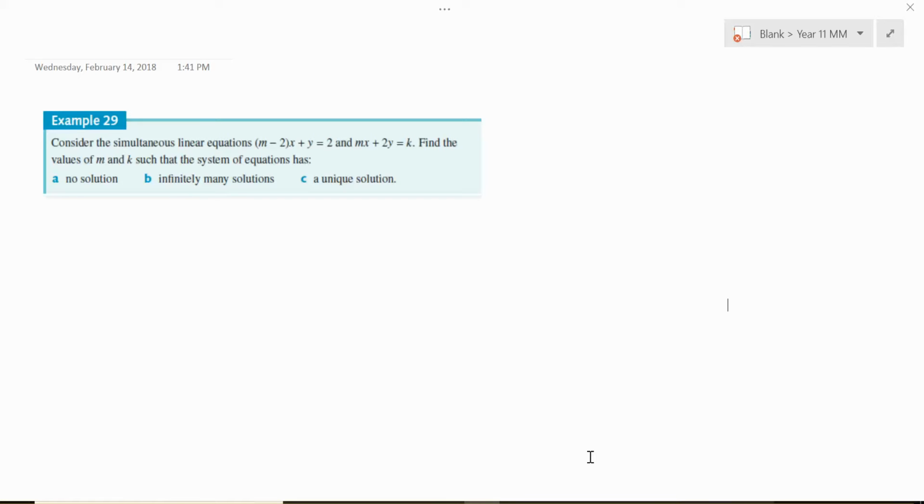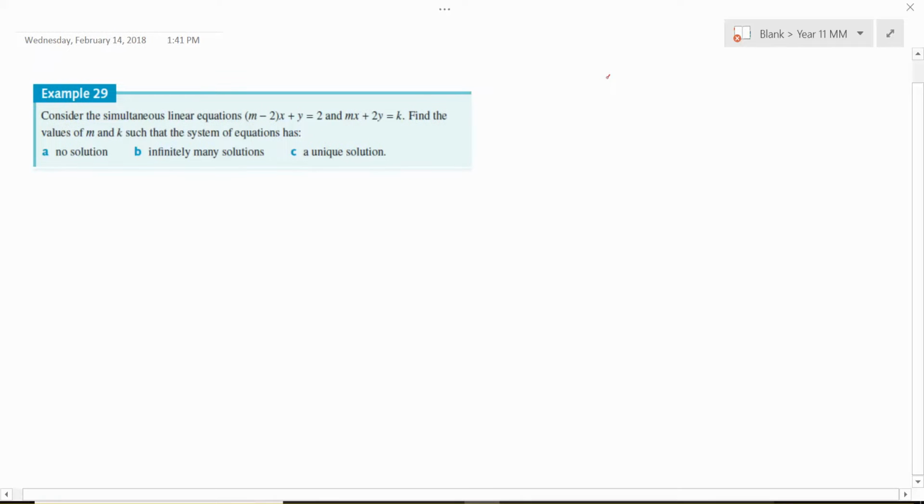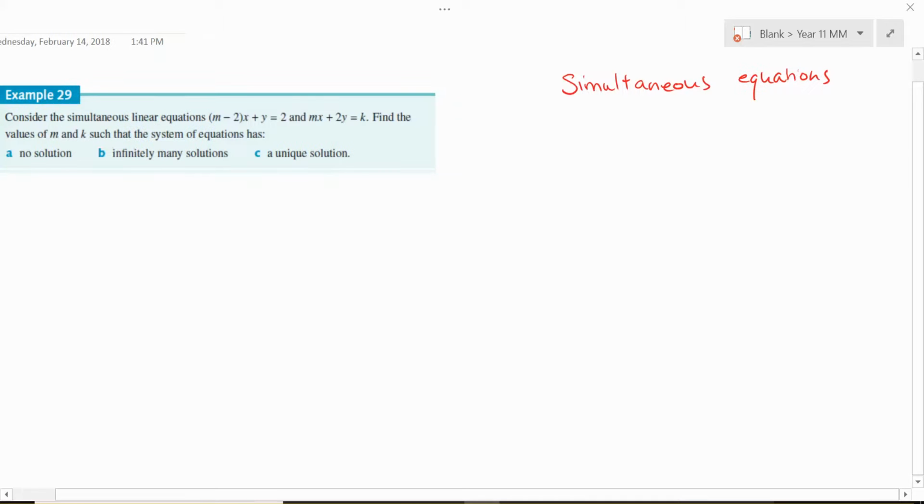So, remember yesterday I mentioned simultaneous equations, right? What does it mean when we find x and y, when we solve a simultaneous equation, what are you actually doing again? Can someone remind me? Simultaneous equations. What does it mean?